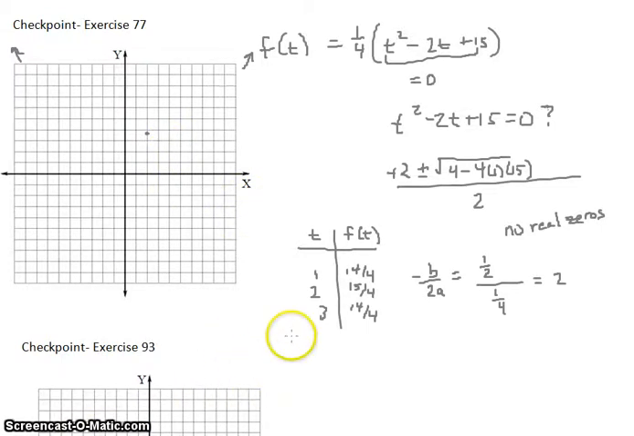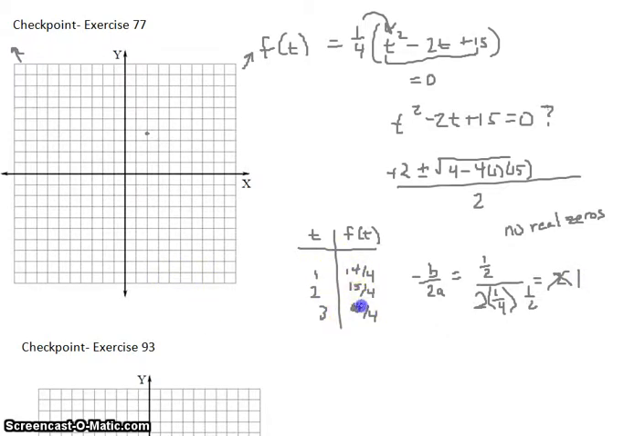Sorry, I made one minor error here. I put 1/4 here because this was going to be 1/4. But it should be 2 times 1/4. So that's 2 times a fourth, which is actually just going to be a 1/2. So the vertex is actually at 1.